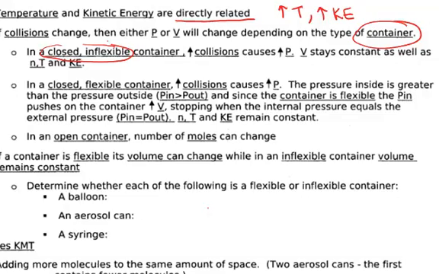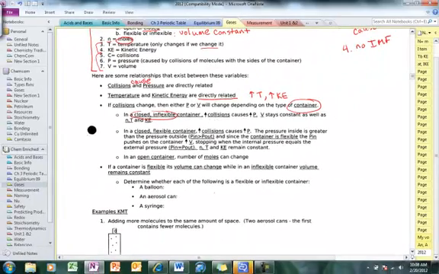And if for whatever reason we cause the number of collisions to go up, now if you have more collisions inside of that inflexible container, you are going to have more pressure. Your volume is staying constant, your temperature and kinetic energy are constant, and your number of moles are constant. Your increase of collisions will cause an increase of pressure. Again, if it's an inflexible container.